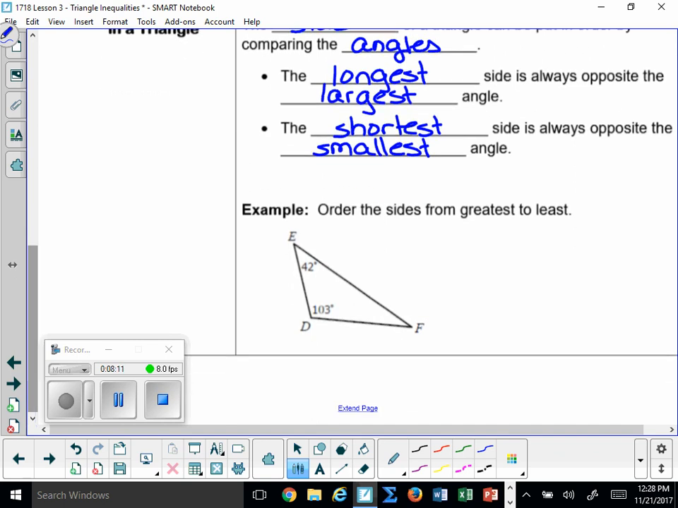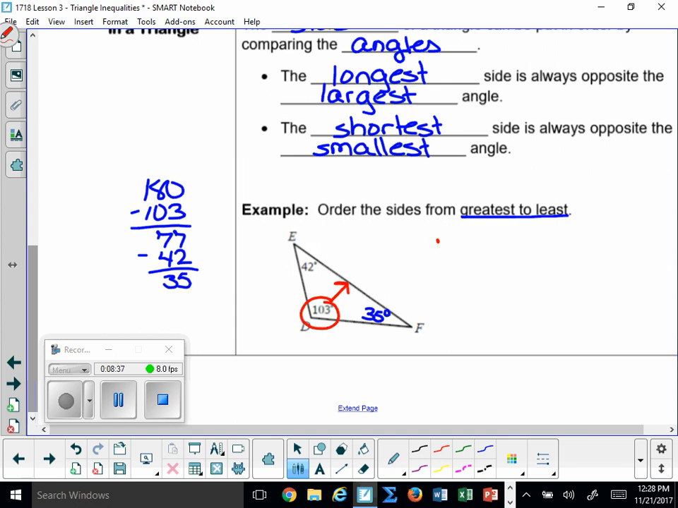So this time I'm going from greatest to least. Okay, they only gave me 2 angle measures, so I need to find the third before I start. 35. Okay, my largest angle is 103. Go directly opposite. I'm talking about side EF.